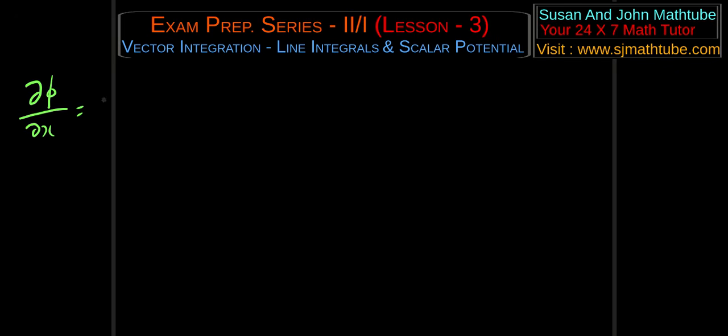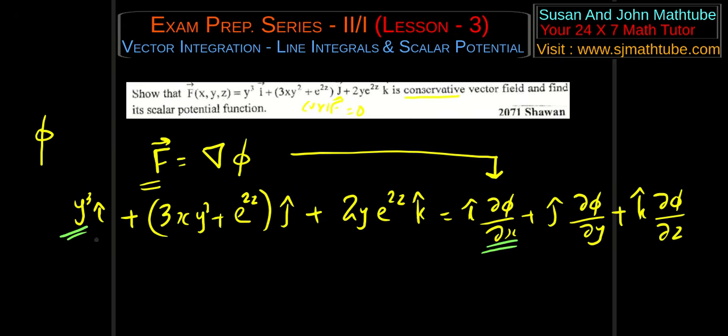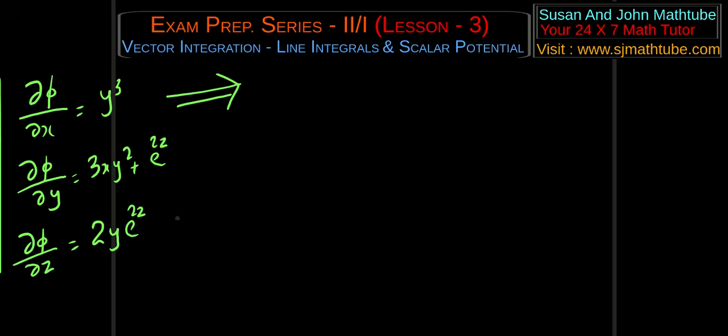So this is y cube, and this part is 3xy square plus e to the power 2z, and the last one, partial with respect to z, is equal to 2y e to the power 2z. And I'll repeat once more, our aim is to find phi, and that is possible because we have access to all the partial derivatives. Okay, so I'll confirm this once more. Yeah, y cube, 3xy square plus e power 2z, and 2y e to the power 2z.